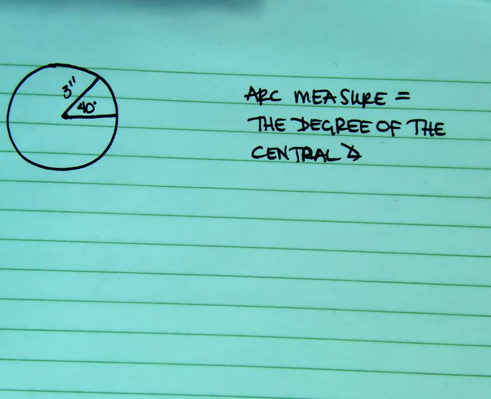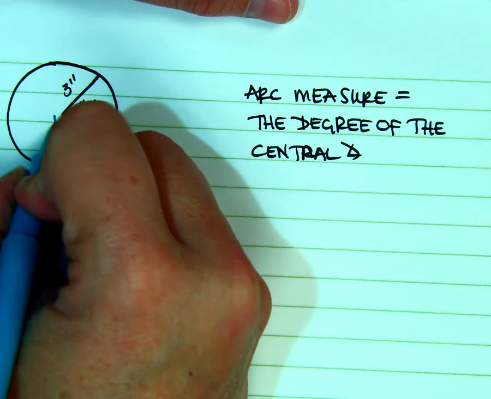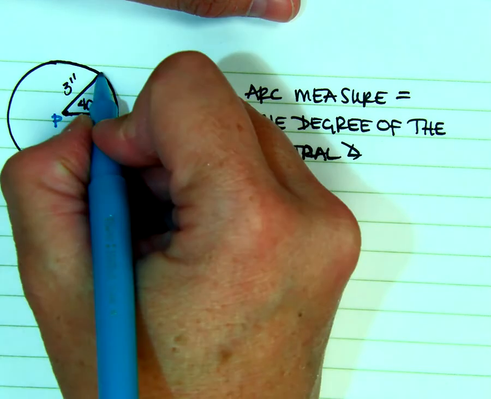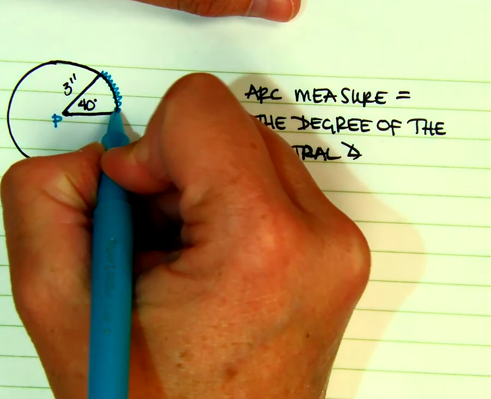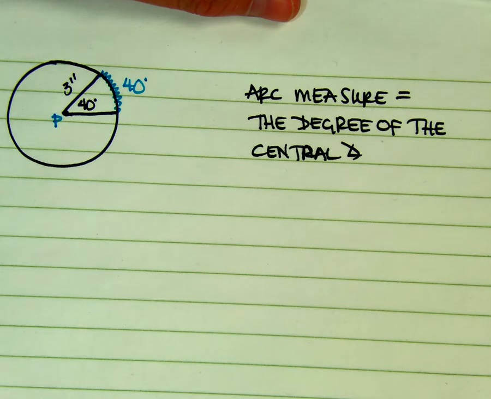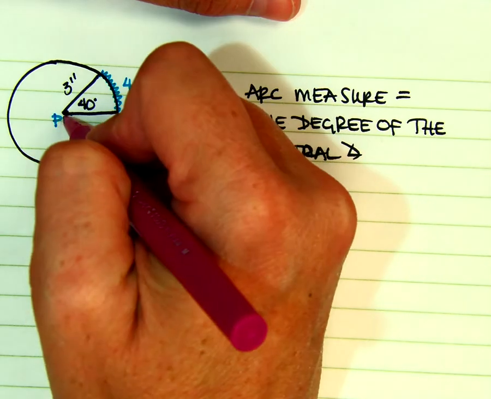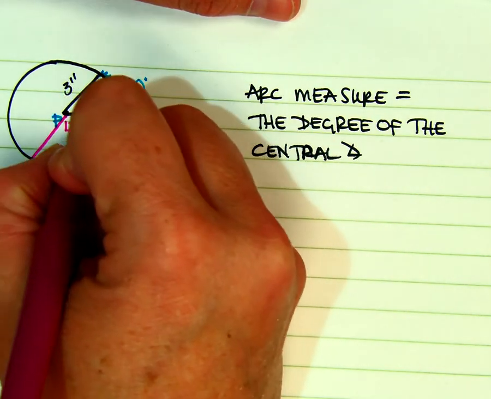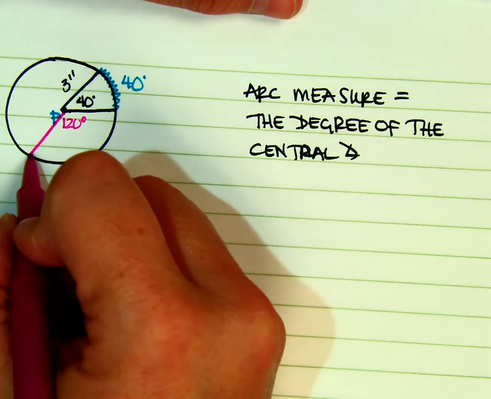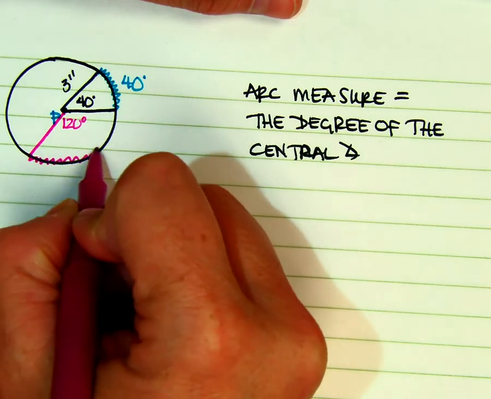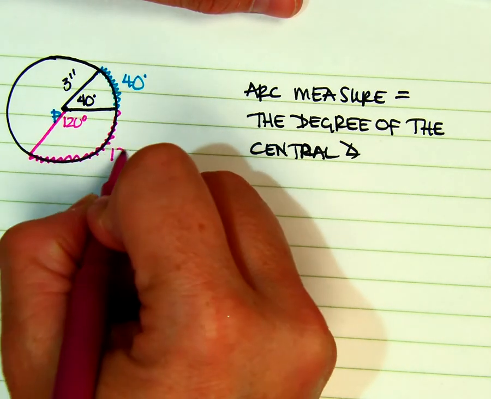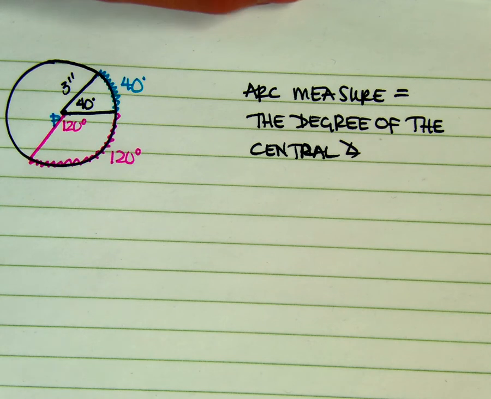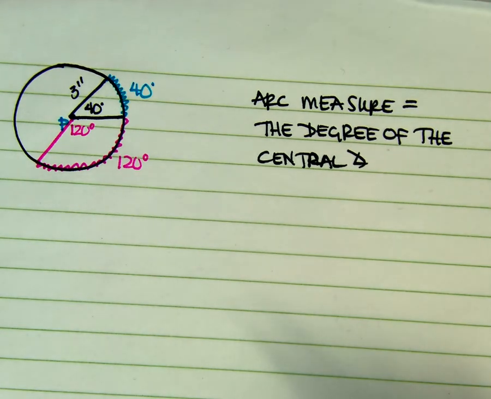Okay, so if this is a central angle, which it is because it's at the center, if this is 40 degrees, then this arc measure is also 40 degrees. I go over here and I make this like 120 degrees. Then this arc measure is also 120 degrees. Do not confuse arc length versus arc measure.